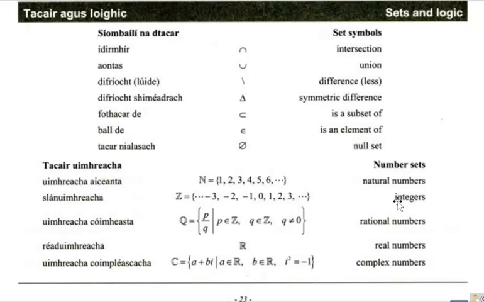The next symbol that you will see in this chapter is the capital R, which stands for real numbers. And real numbers are all the numbers on the number line. So they're positive, negative, fractions, decimals, and so on. So all the numbers on the number line.